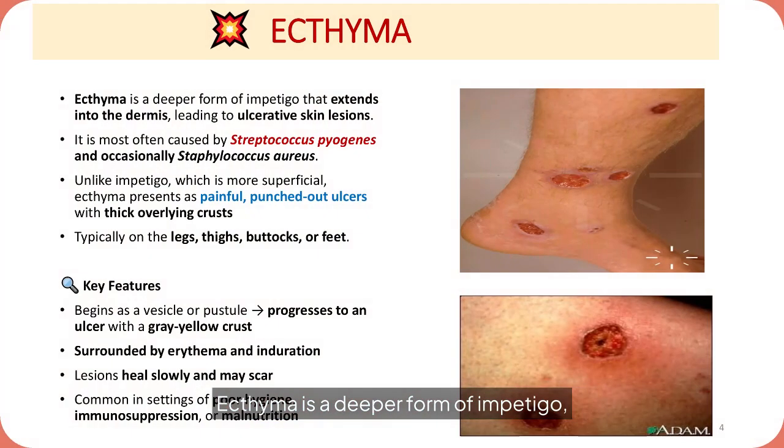Ecthyma is a deeper form of impetigo, extending into the dermis and causing ulcerative lesions. It is often caused by Streptococcus pyogenes and sometimes Staphylococcus aureus. Ecthyma presents as painful ulcers with thick crusts, typically on the legs, and is associated with poor hygiene, poor nutrition, and immunosuppression.